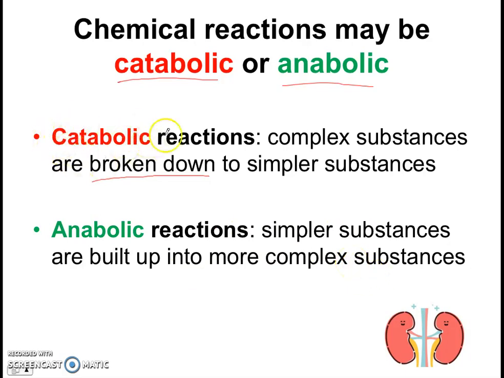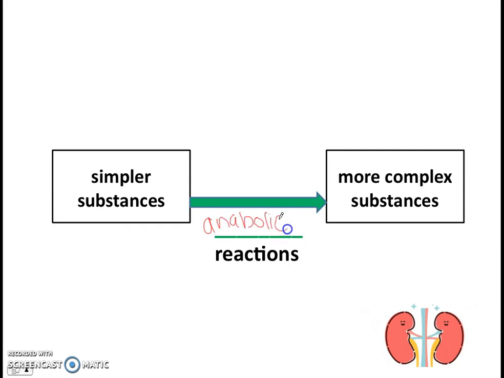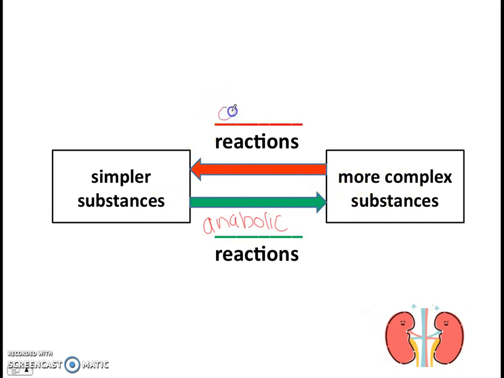So in this case, a catabolic reaction is like taking a great Lego model and breaking it down into its little Lego pieces. And anabolic reactions are like taking those little Lego pieces and building them together into something bigger. This diagram here kind of just repeats the point in the previous slide. So simpler substances to more complex substances, this sort of reaction is called anabolic reactions. And from complex substances being broken down to simpler substances, we call these catabolic reactions.